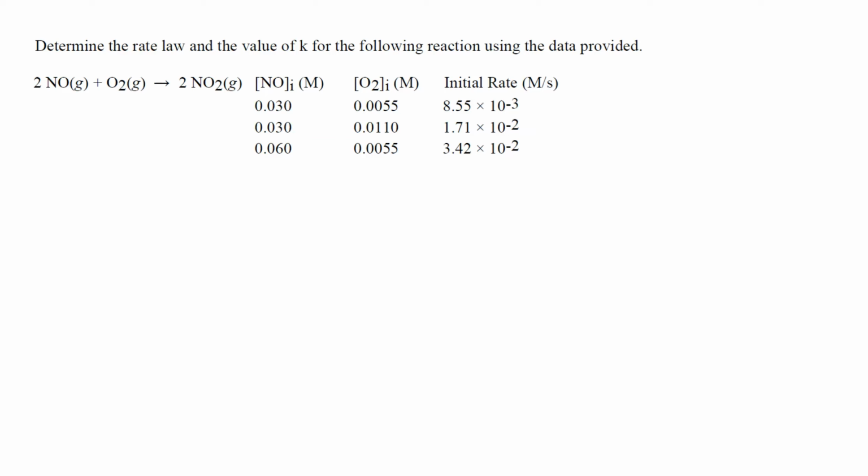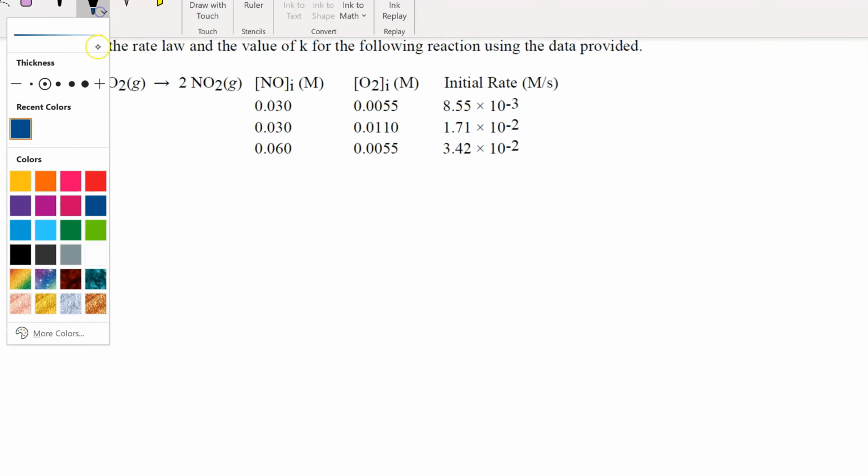That was fun, so let's do it again. All right. Determine the rate law and value of K for the following reaction using the data provided. And this time we're going to use NO, oxygen gas, and NO2. So nitrogen monoxide, oxygen, and nitrogen dioxide.